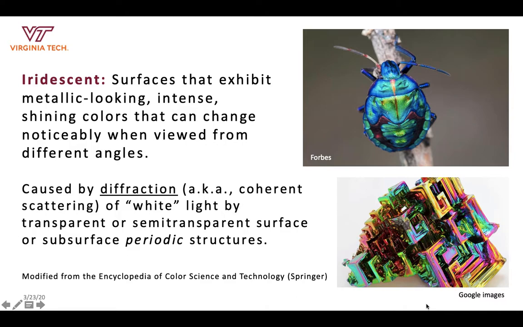Just remember, white light means polychromatic or made up of many different wavelengths or energies of light. Transparent or semi-transparent, I think, should be obvious. Light can pass through to some extent. And then surface or subsurface periodic structures just refer to whether the interaction is happening right at the interface or at maybe various interfaces below the surface of whatever has this iridescent quality.